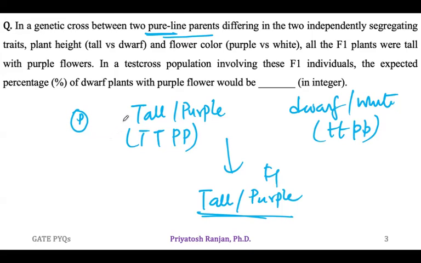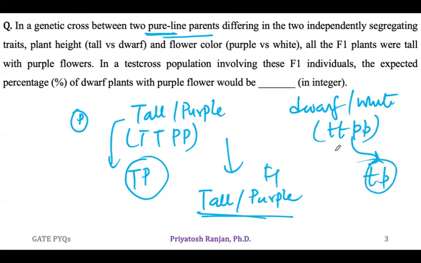The other thing which we need to understand here is that pure line parents are going to produce a single kind of gamete, which is capital T, capital P. And this parent is always going to produce a gamete of small t and small p. These gametes will fuse together to form a tall and purple plant of a particular genotype, capital T, small t, capital P, and small p. The next part says all the F1 plants were tall with purple flowers, correct?